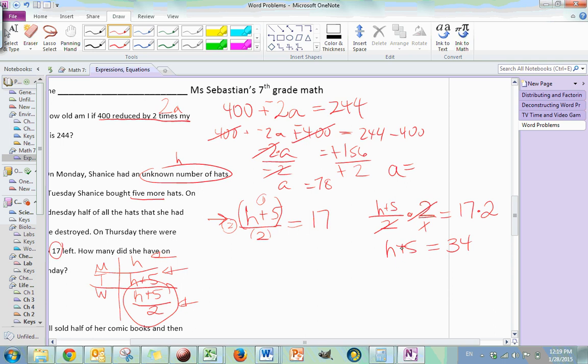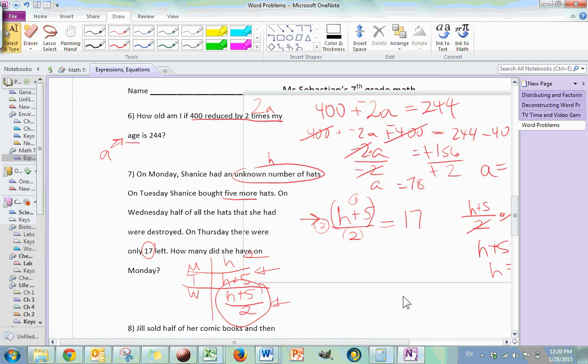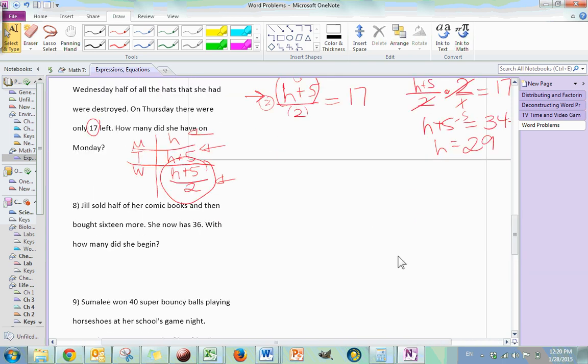And now I say, well, what do I do next? I have h plus 5. Well, that's easy. Minus 5, minus 5. So h equals 29. That's what h is. And what did we make h originally? H was the number of hats we had on Monday. So the question was, how many did she have on Monday? Well, 29 hats. It's that simple.